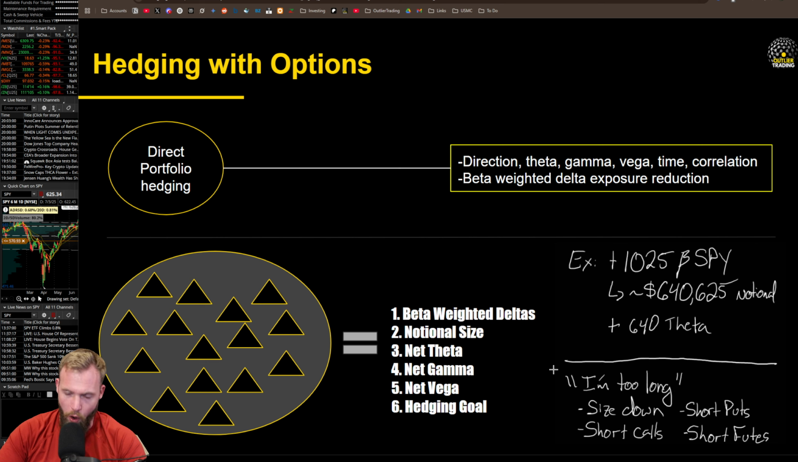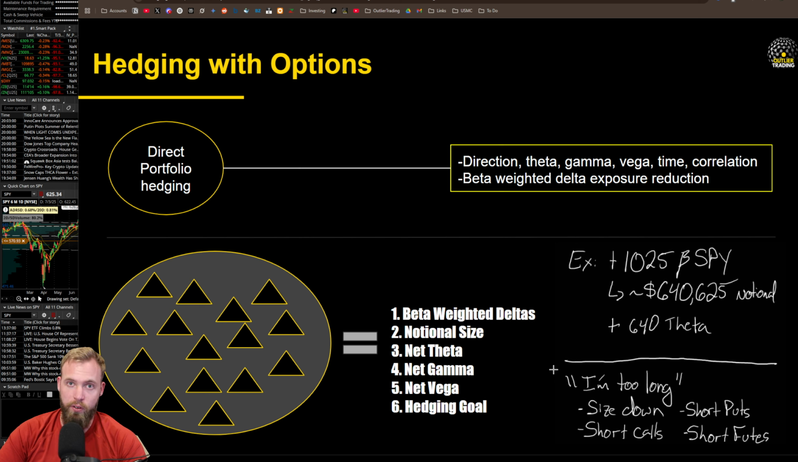I don't go through all of them, but in this context, I see that I'm long 640 theta, and let's just say that that number is good. I don't need to make any adjustments. But as I'm looking at this, I say, I actually don't want to be long 1025 SPY deltas. So then I can now decide on a portfolio hedge.